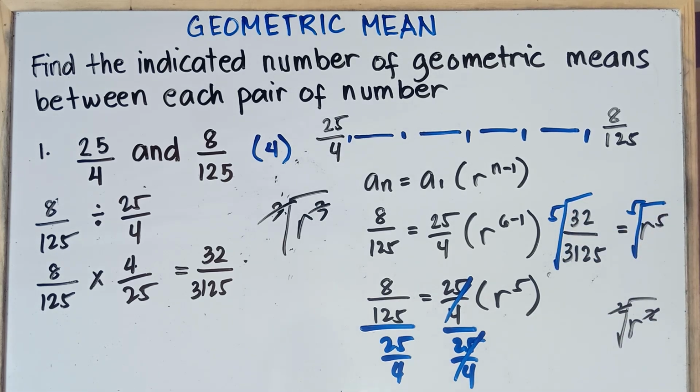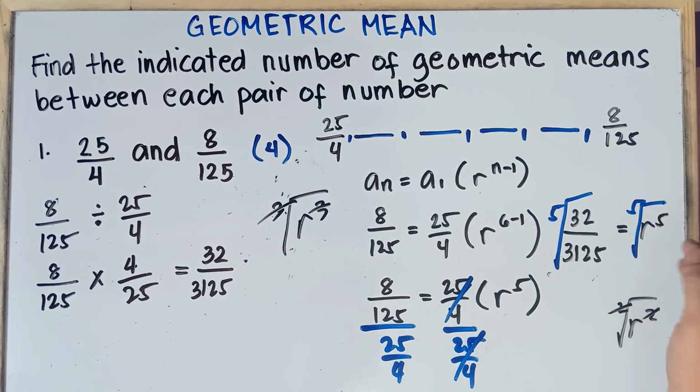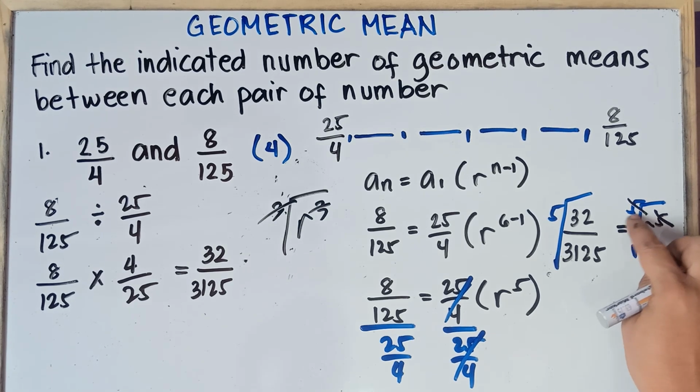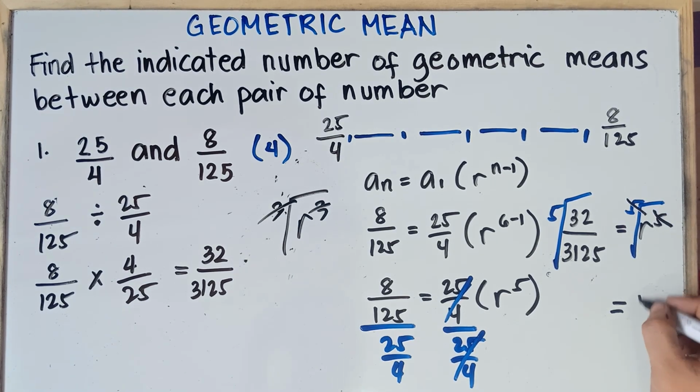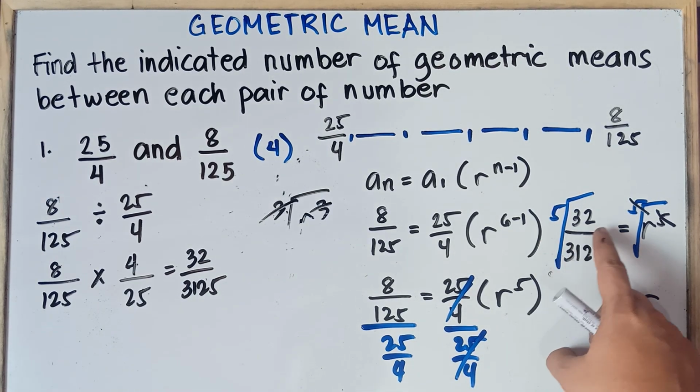Question, sir, why is that? So that, class, the index 5 and the exponent 5, we can cancel out. And the remaining equation will be only r. Okay? So that's the thing there, class. We extract the fifth root of both sides because the exponent of r is 5. We can cancel the index 5 of the fifth root and the exponent, and the remaining equation will be only r. Now the question there, class, is what is the fifth root of 32?